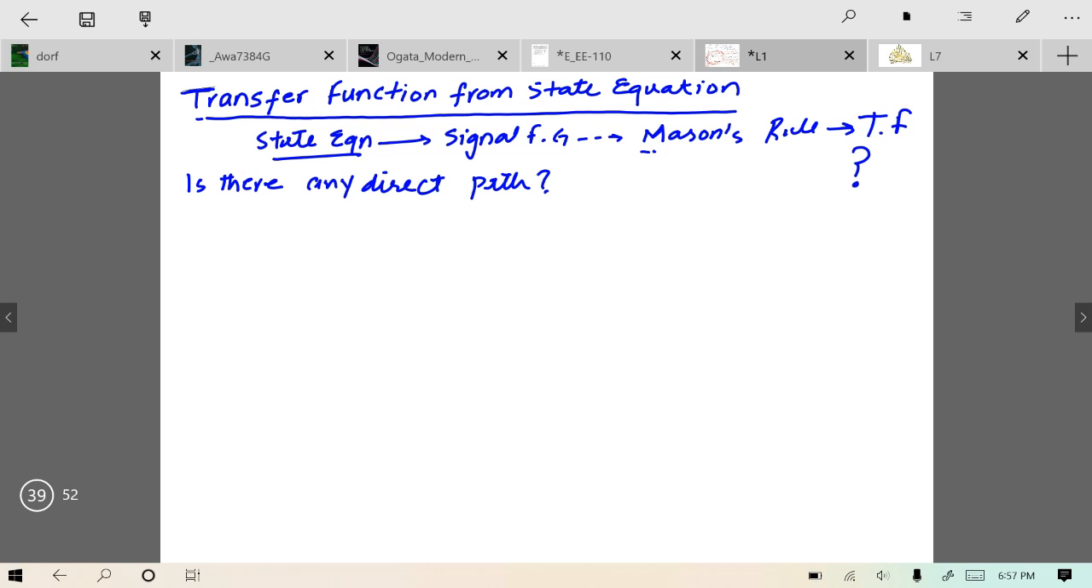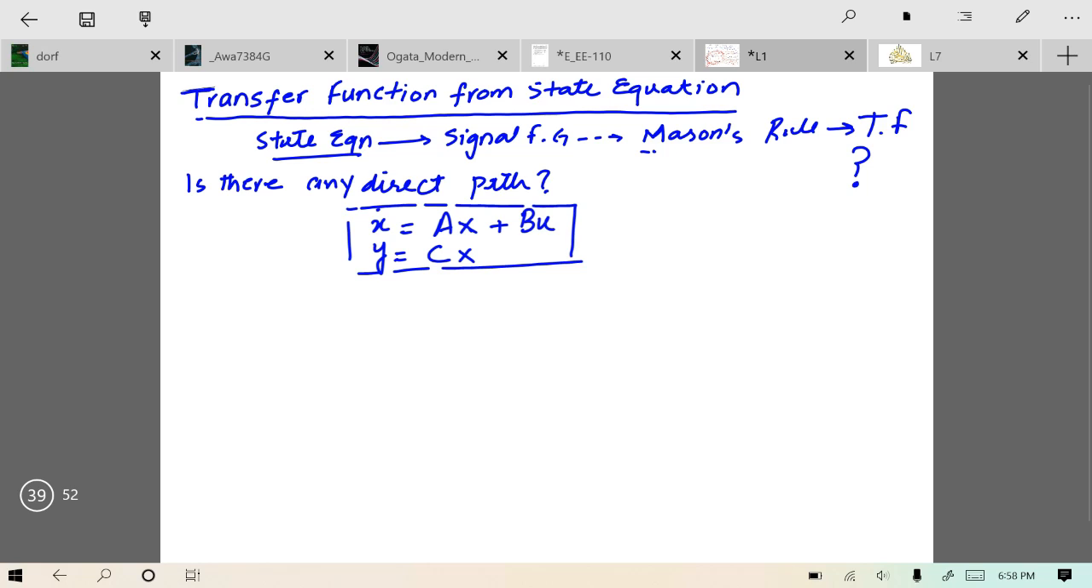Shortly we will check if there is a direct path using which we are able to find the transfer function of a system using the state equation, state variables, or state matrices. The state equations that we already know are x dot equals Ax plus Bu and y equals Cx. This is the state equation form that you already know.